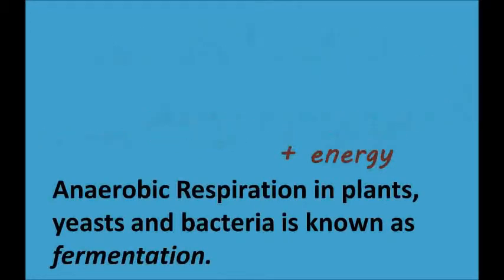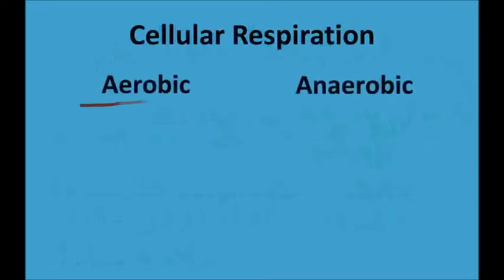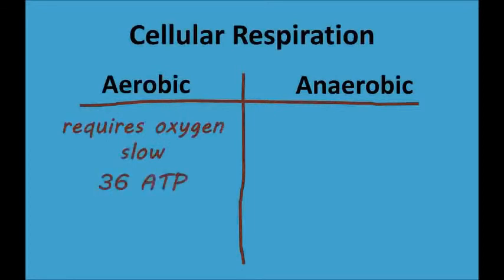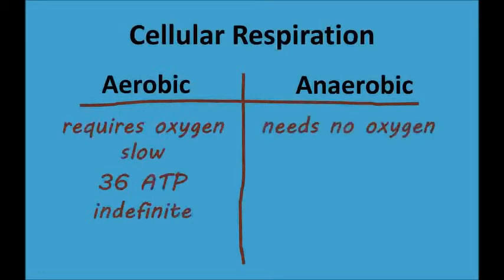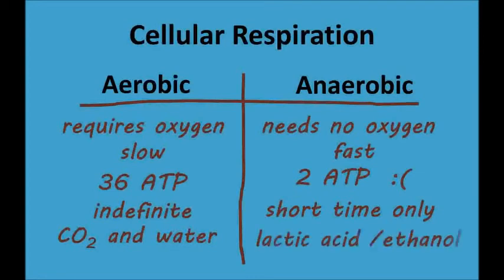That just about does it for the main points, but I think I'll do a quick recap before I finish. Cellular respiration is how organisms release the energy in their food. There are two types of cellular respiration, aerobic and anaerobic respiration. Aerobic respiration requires oxygen and is slow, but it produces a lot of ATP and can go on indefinitely. Anaerobic respiration doesn't require oxygen and occurs quickly, but it doesn't release much energy and can't go on for very long. Aerobic respiration produces carbon dioxide and water, and anaerobic respiration produces lactic acid in animals and carbon dioxide and ethanol in plants, yeasts and bacteria.